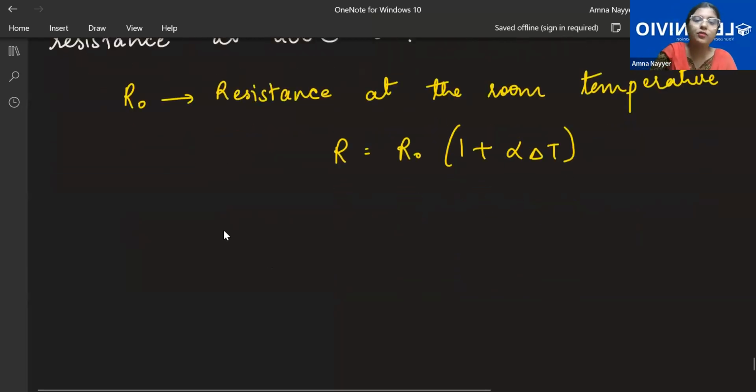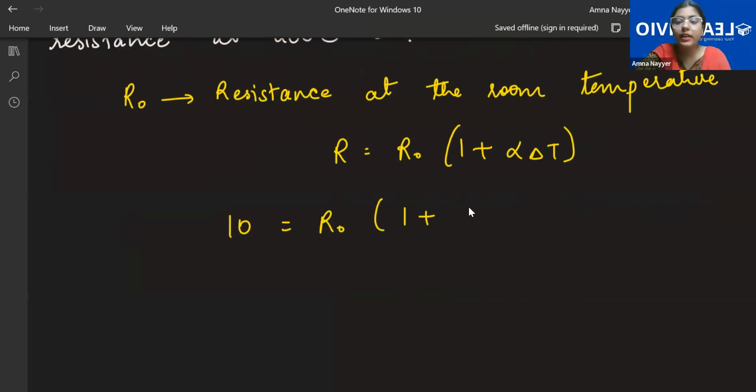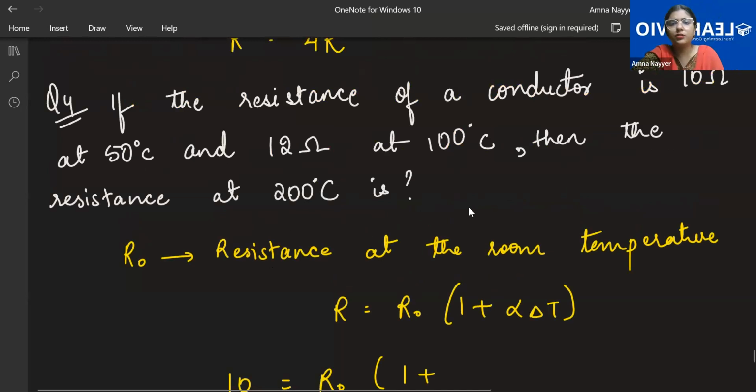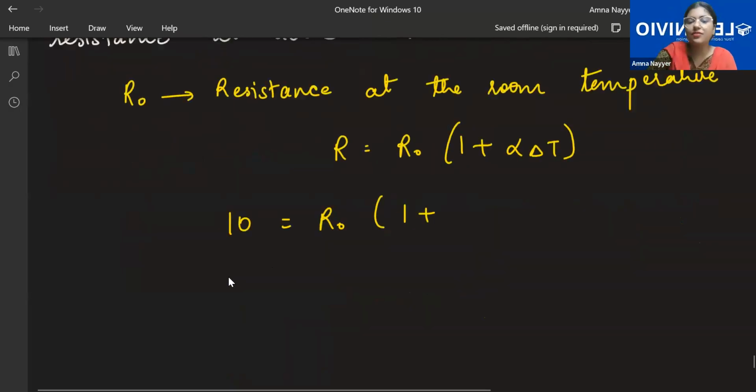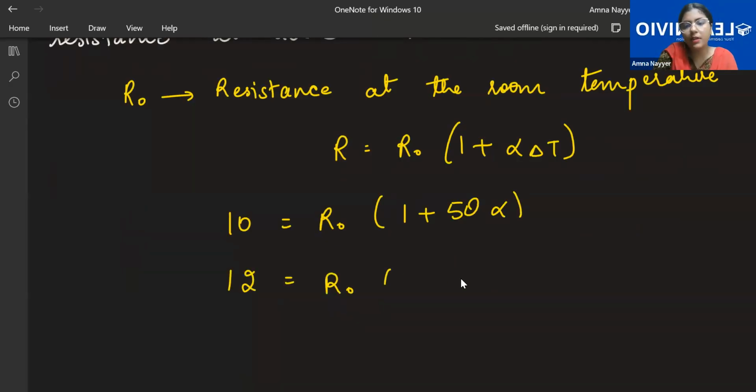So for that, you have the information. We can say 10 is equal to R naught (1 plus alpha delta T), where delta T is already given to you. Whatever the change in temperature is, it says the resistance of a conductor is 10 ohm at 50 degrees Celsius and 12 ohm at 100 degrees Celsius. They have already given you the change in temperature as 50 first. So this becomes 50 alpha. In the second case, 12 is equal to R naught (1 plus 100 alpha).